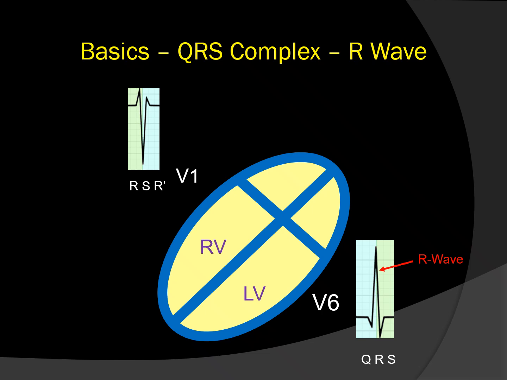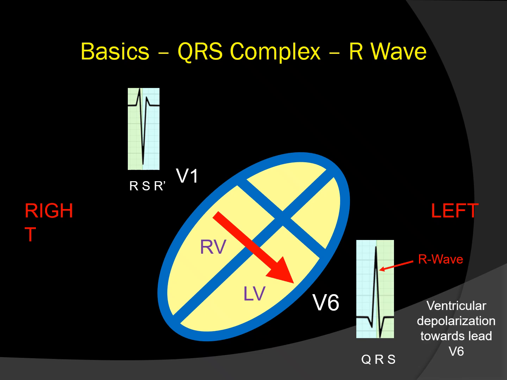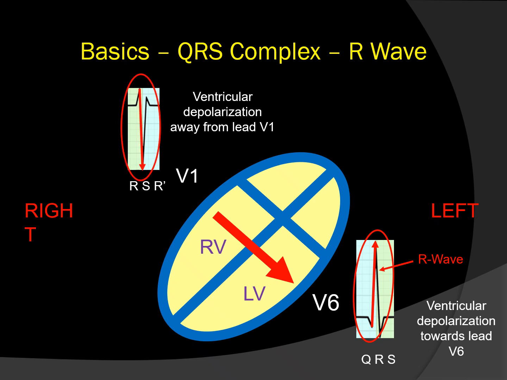Now let's take another look at the R wave to show why it's displayed in V6 as a positive wave. The R wave represents the main part of ventricular depolarization and is normally seen as a large upward deflection in most leads. This is because the ventricle normally depolarizes from right to left. Thus, ventricular depolarization is towards V6, and there is a strong positive electrical deflection in V6. On the other hand, ventricular depolarization is away from lead V1, leading to a strong downward electrical deflection in V1.